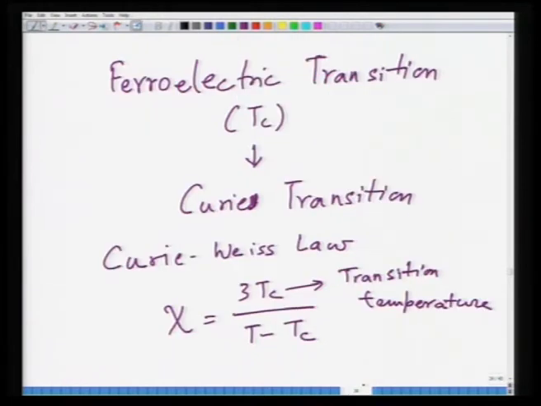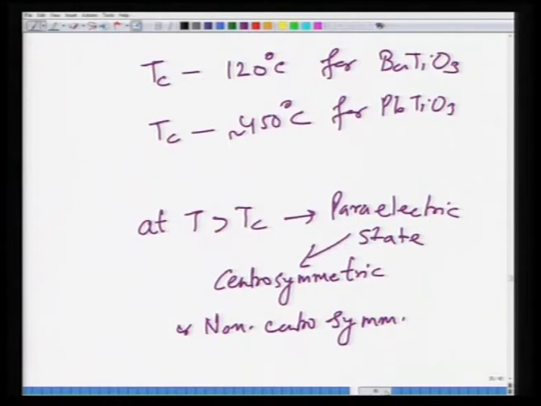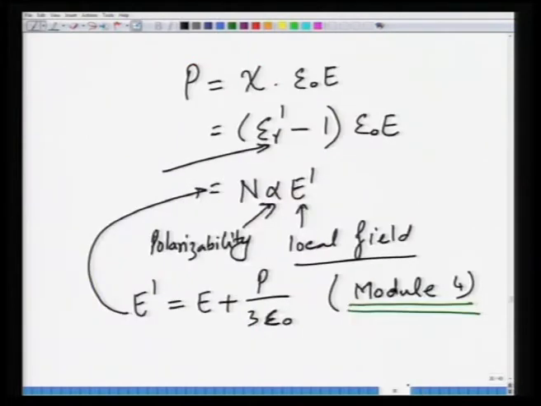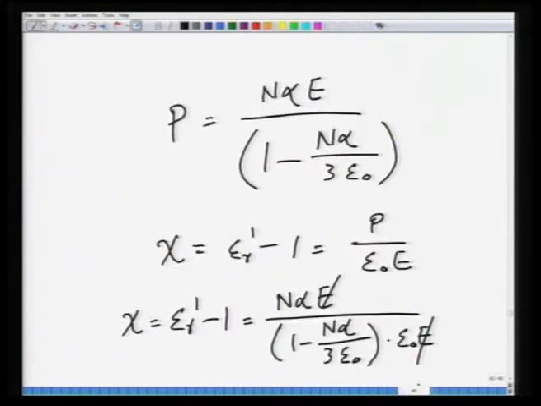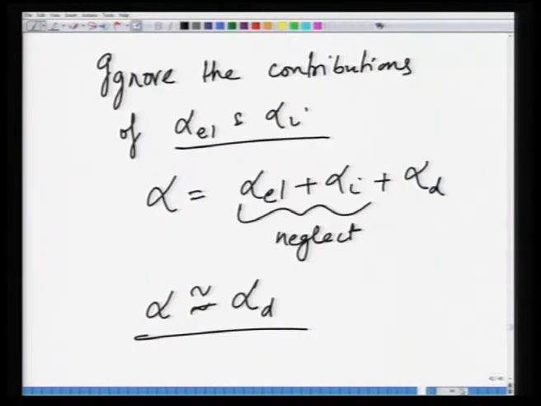And then we looked at the ferroelectric transition, which follows a Curie-Weiss law, which says that susceptibility is equal to 3 Tc by T minus Tc, and then we looked into the derivation of this expression by looking at molecular field theory. In this case we took a local field which is given by the Clausius-Mossotti relationship, and then substitution of this and making some approximations near the Tc, such as n alpha divided by 3 epsilon naught equals, or approaches, 1, which leads to very large susceptibilities as observed for ferroelectric materials.